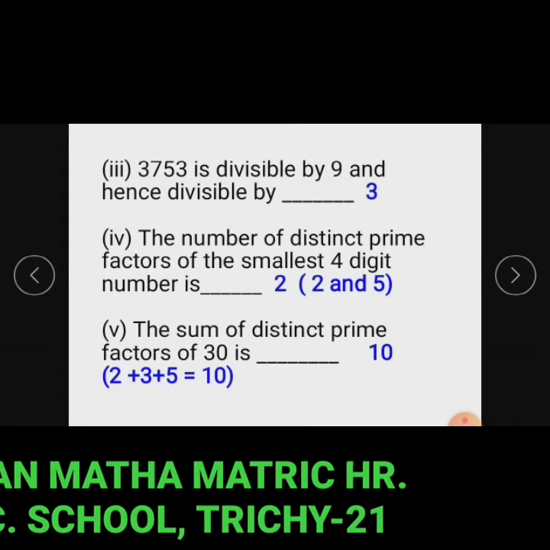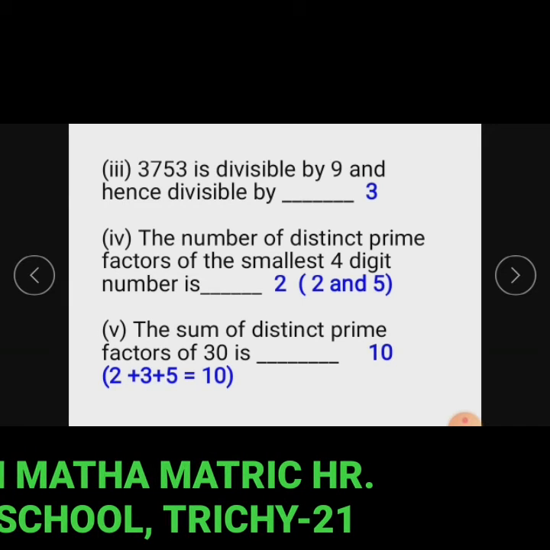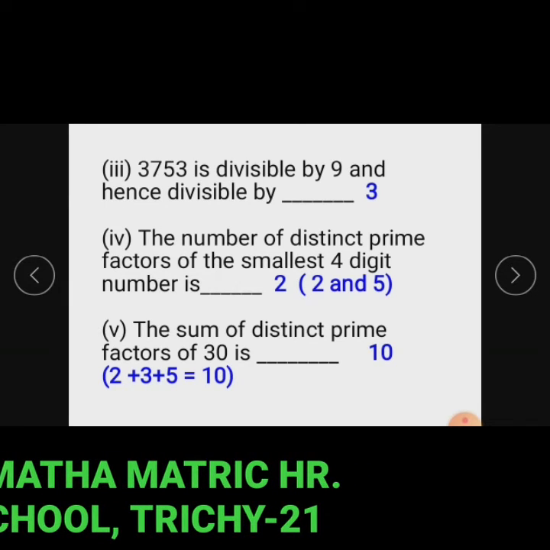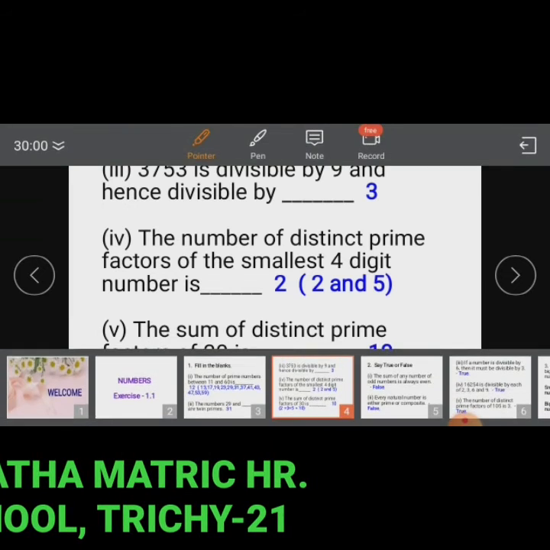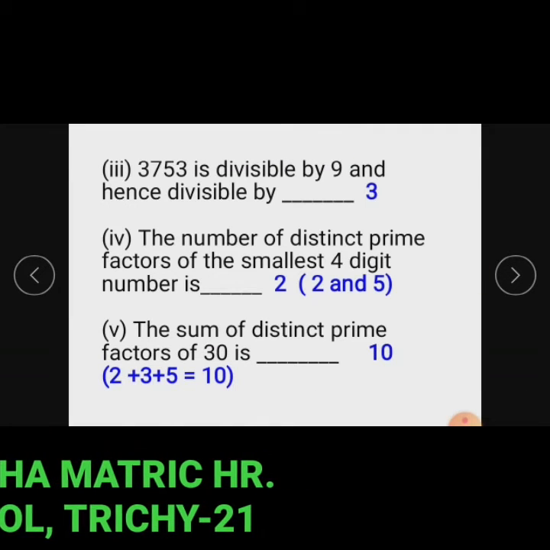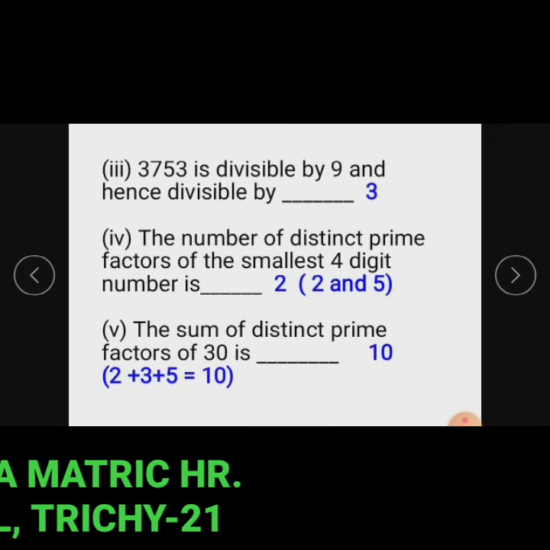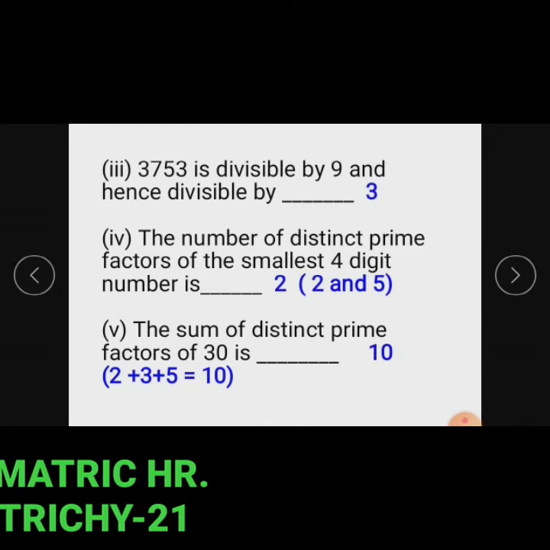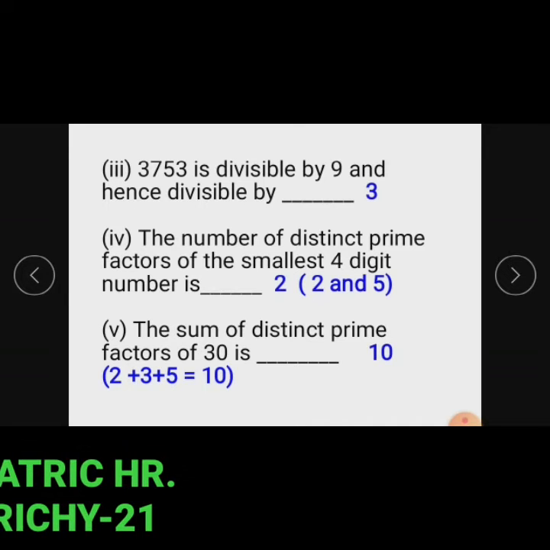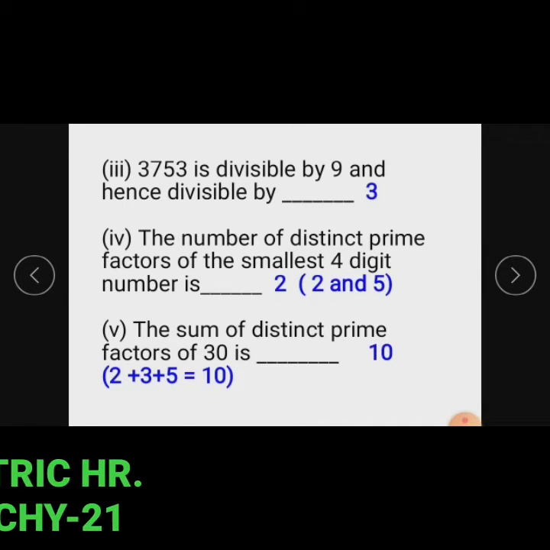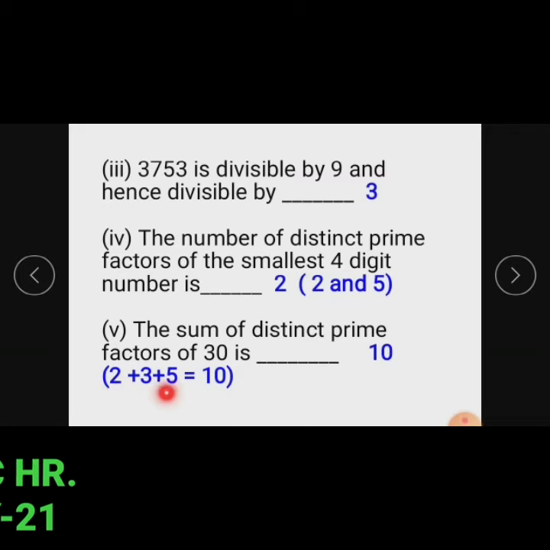Fifth question. The sum of distinct prime factors of 30 is dash. The factors of 30 are 1, 2, 3, 5, 6, 10, 15, 30. 2, 3, 5 are prime numbers. The sum of these three prime factors 2, 3 and 5 is equal to 10. So the answer is 10.